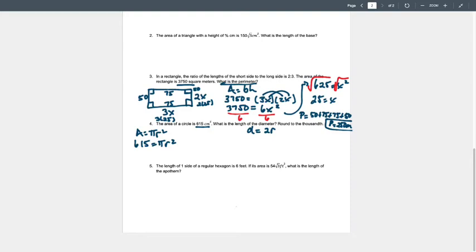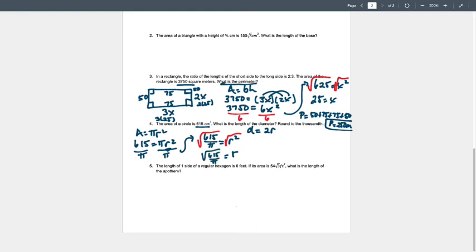So again, you want to undo the things that are being done to this r right here. So the first thing I'm going to do is divide by pi on both sides. And because pi is such a weird decimal, I'm not going to worry about dividing it out. I'm just going to leave it as 615 over pi equals the radius squared, just to keep it as exact as long as possible. And then I'm going to unsquare this radius. So to unsquare it, I have to take the square root. So I can say that the radius equals the square root of 615 over pi.